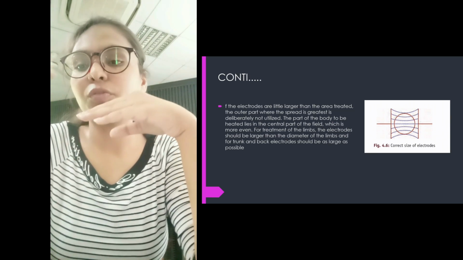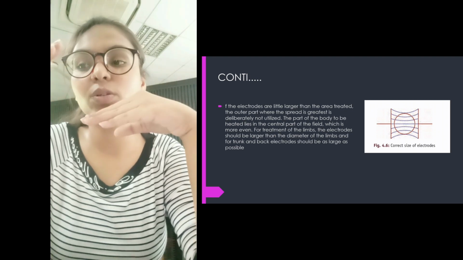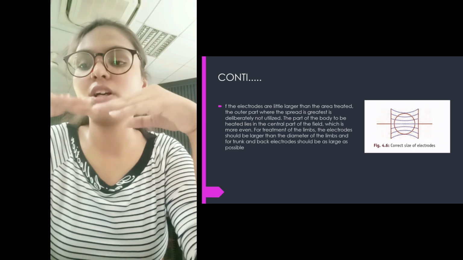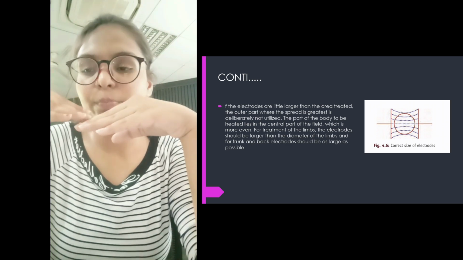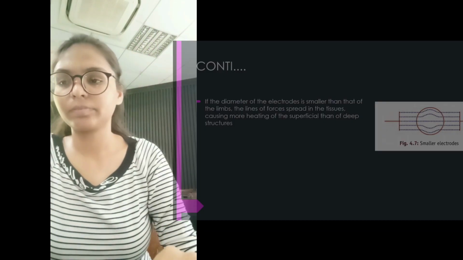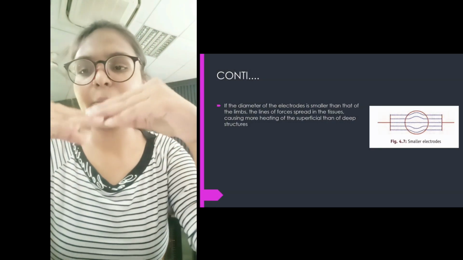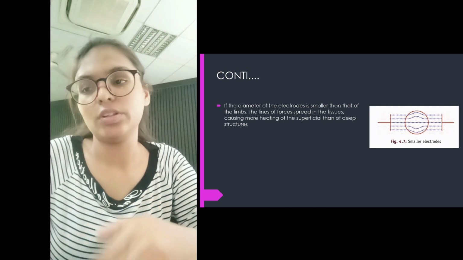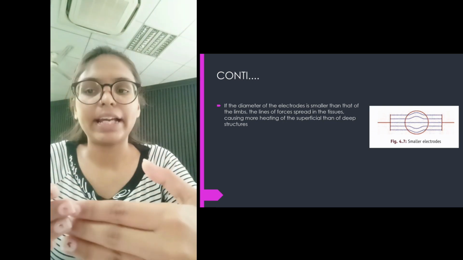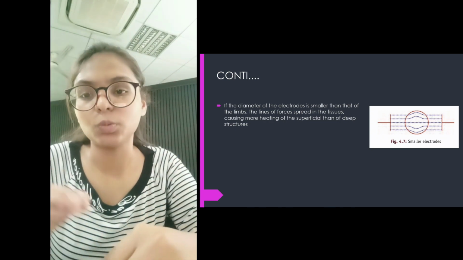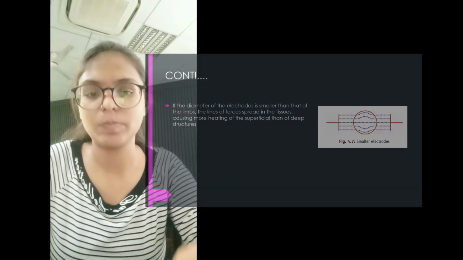The part of the body to be heated lies in the central part of the field, which is more even. For treatment of limbs, the electrodes should be larger than the diameter of the limb, and for the trunk and back, electrodes should be as large as possible. If the diameter of the electrode is smaller than that of the limb, then the lines of force spread in the tissues, causing more heating of the superficial than deep structures.